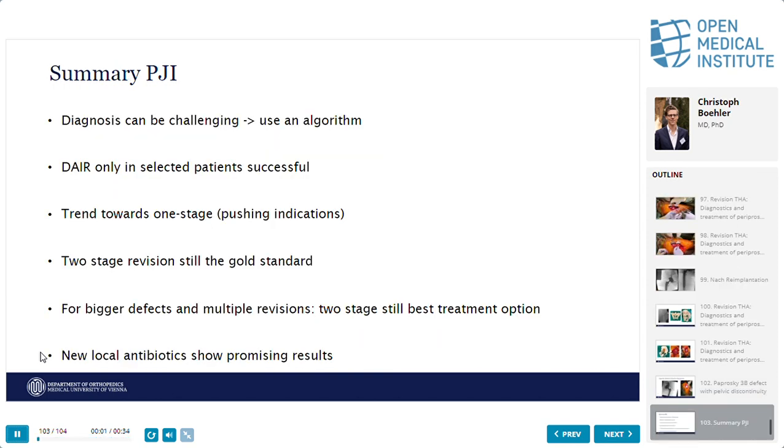So let me summarize. The diagnosis can be challenging, so I highly recommend using an algorithm. There's a trend towards one stage, only in selected patients. We are now pushing the indications and you see the data coming out. But in our hands, two-stage revision is still the gold standard. For bigger defects and multiple revisions, two-stage is still the best treatment option, and new local antibiotics show promising results so far. So thank you very much.